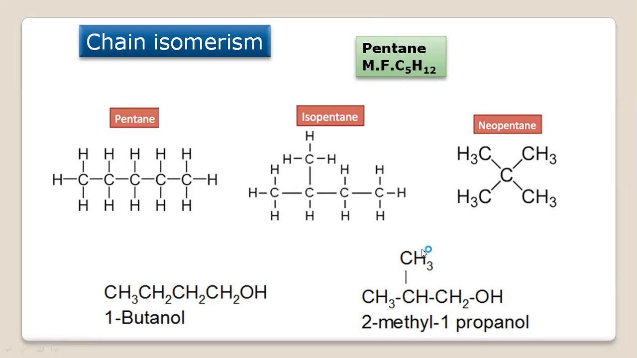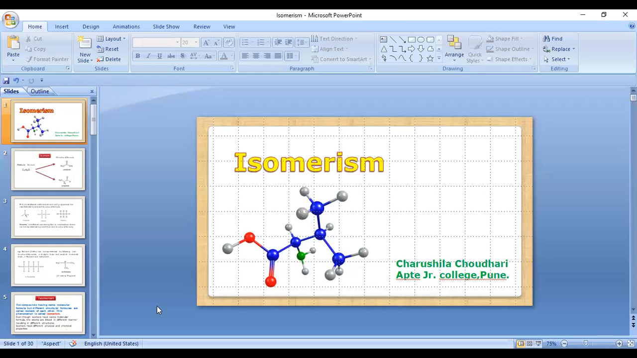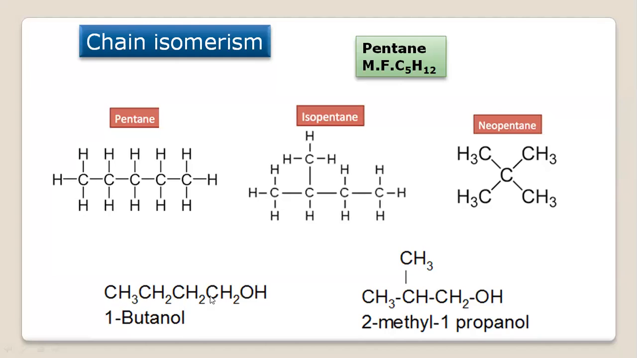One more example is butanol. Here one butanol has C4 with an OH group, the hydroxy group. Here one methyl group is on the branch of these 3 carbon atoms with the OH group. So 2-methyl 1-propanol and 1-butanol have the same molecular formula but different structures due to the change in their chain, and therefore these are also chain isomers of each other.